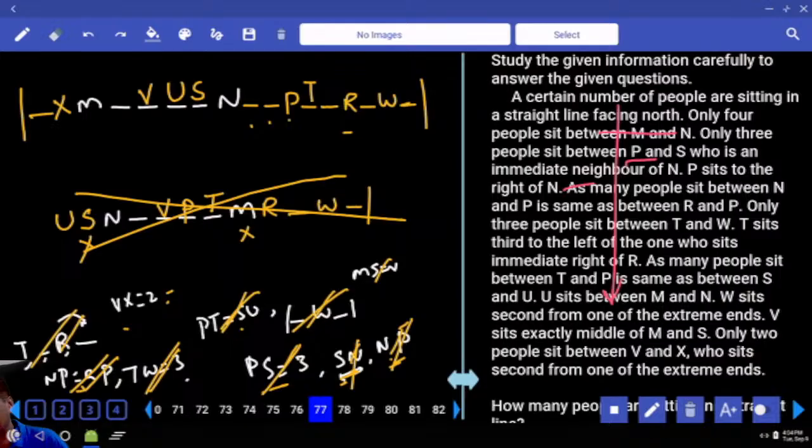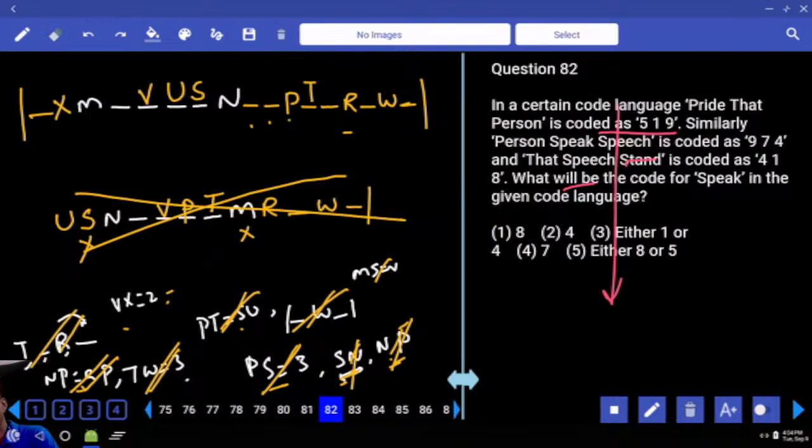And this is from 70 up to 70. Now 77 to 81. Then 82 onwards. Now question number 82.